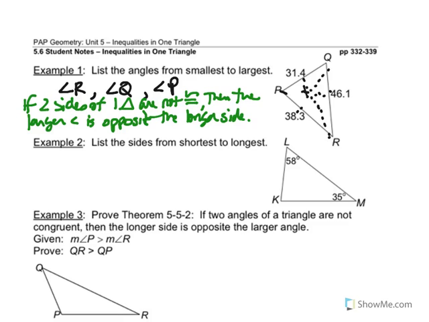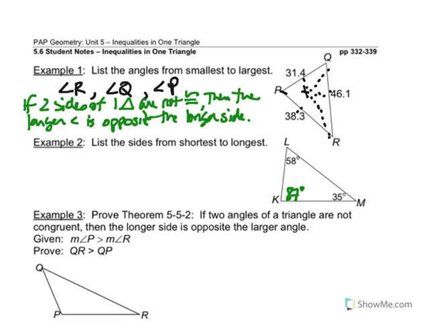Okay, now let's look at example 2. It says list these sides from shortest to longest. And so again, they didn't give us the lengths of the sides this time. They gave us the angles, and we're missing angle K. But I know you could figure that out because you're so smart. Remember, the 3 angles of the triangle are going to add up to 180. So we can add 58 and 35 and take the difference from 180, and we get 87 degrees for angle K.